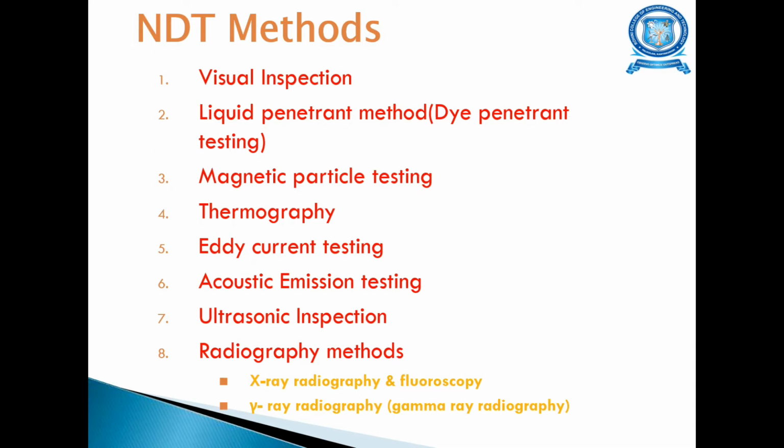So this visual inspection will be studied in the first unit, and the liquid penetrant method and magnetic particle testing will be studied in the second unit. Thermography and eddy current testing will be studied in the third unit, and acoustic emission and ultrasonic inspection will be studied in the fourth unit. The fifth unit will be studying about the radiography methods.